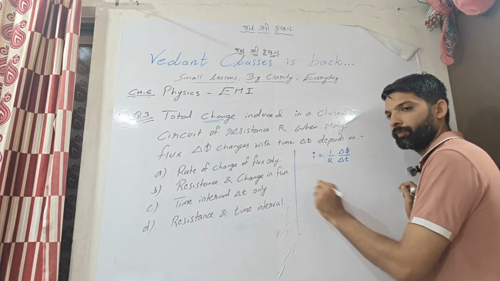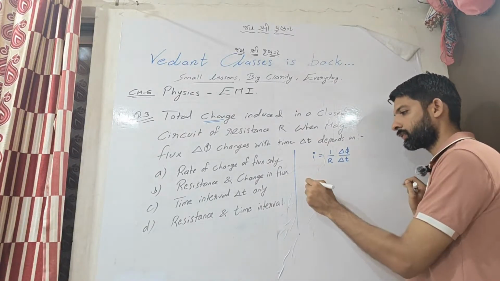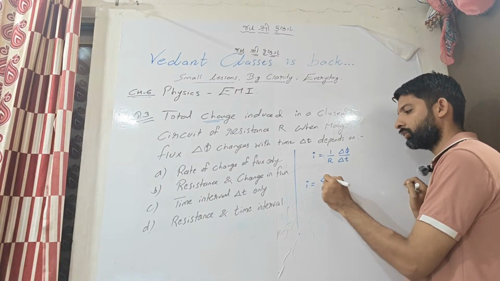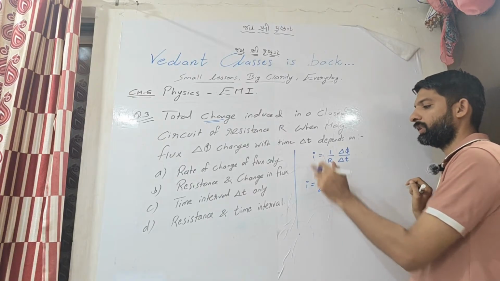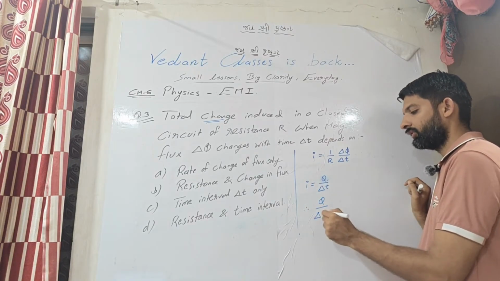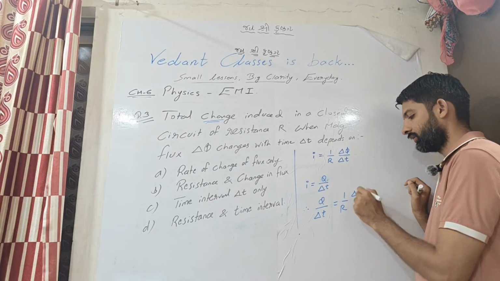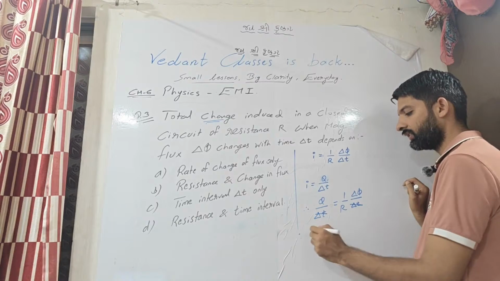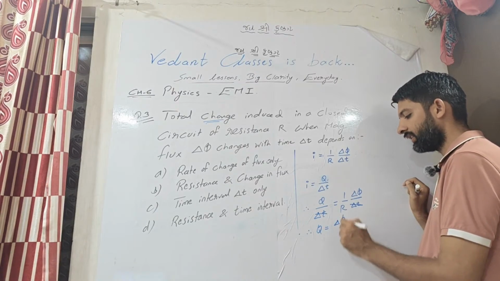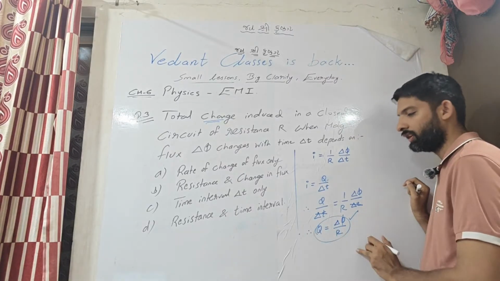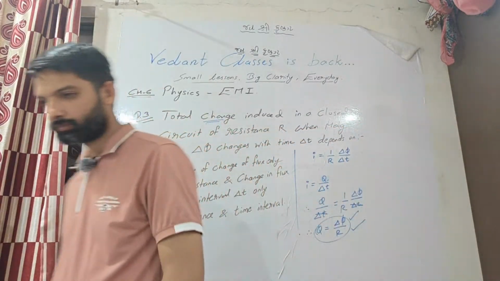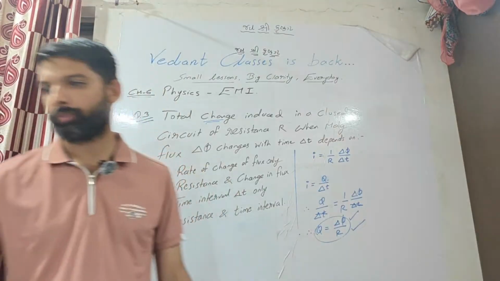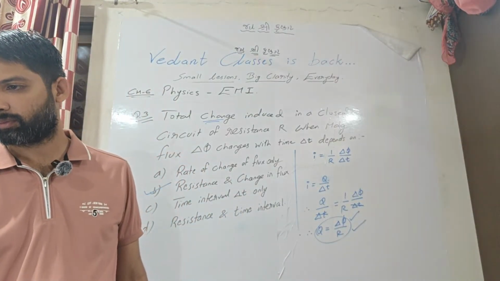So we know the formula I is equal to delta Q, or you can say Q by T, charge upon time. So if you compare this, charge upon time equals 1 by R delta phi by delta T. So this you can cancel out. So Q will be delta phi upon R. So it is rate of change of flux and resistance. So option B will be the correct answer. I hope it is clear.